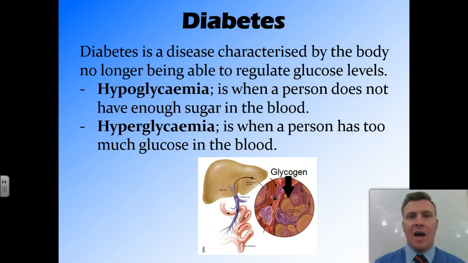And the other thing that can happen is hyperglycemia, when a person has too much sugar in the blood, and the only way to control this is through an insulin injection, which will then bring those blood glucose levels back down.